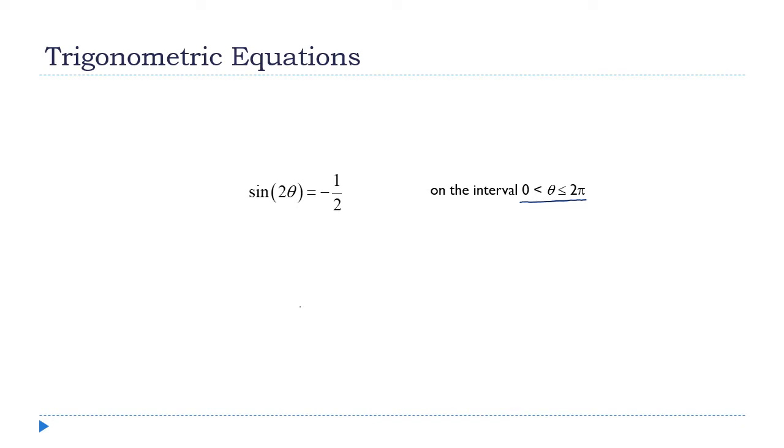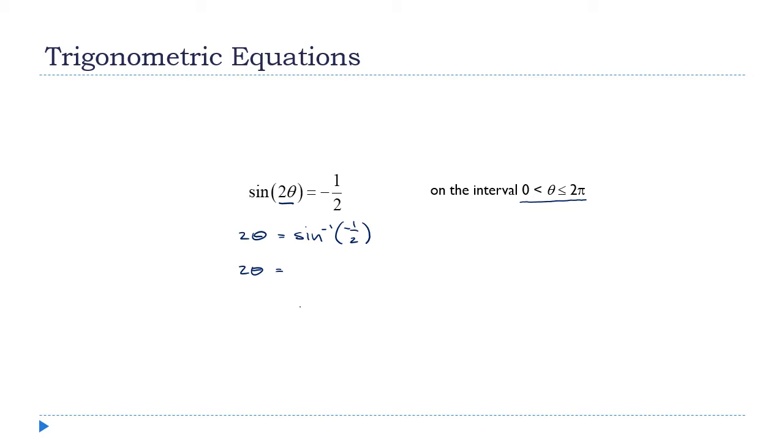Instead of just being sine of theta, I have the sine of 2 theta. But look, it's going to follow the same process. Take the inverse sine of both sides. 2 theta equals the inverse sine of negative 1/2. Which means 2 theta equals, let's think about this, the inverse sine of negative 1/2. We're talking about third and fourth quadrant angles here.